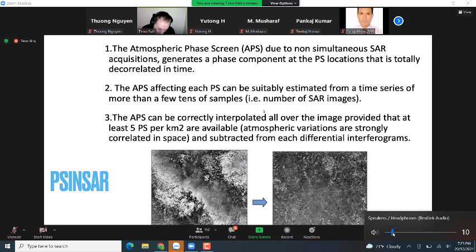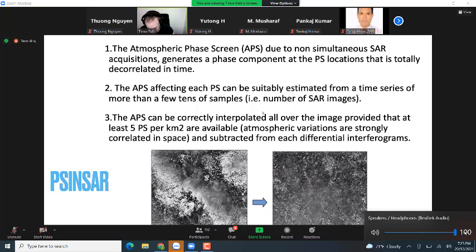Now from that, we can get to the atmospheric phase screen, right? So we have images taken at different times, so they have APS differences, differences of the atmosphere. But because we have a number of images, we can estimate and interpolate that if we have a dense enough network, enough points per square kilometer. What it says here, 5 points per square kilometer as a minimum, then we can estimate them and remove them.